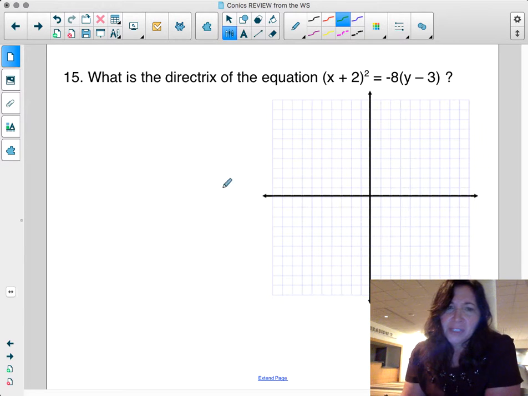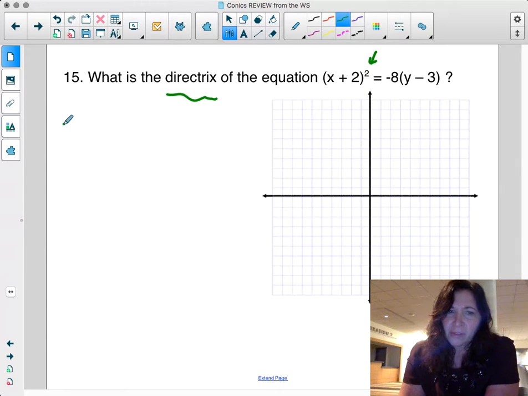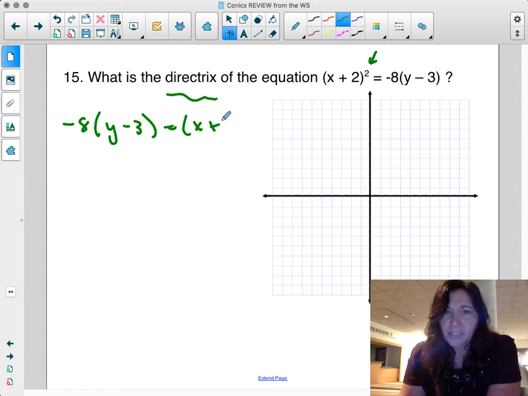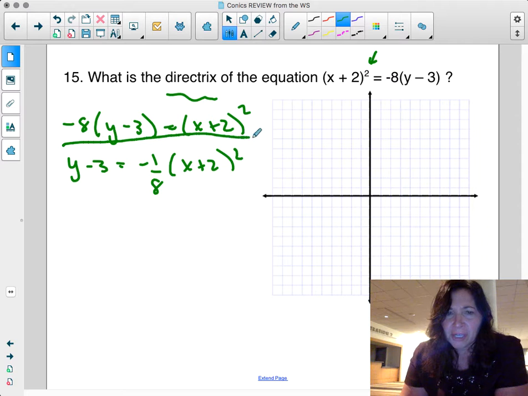Okay. This question says, what is the directrix of this equation? Now, this is going to be a parabola because I have one squared term. So therefore, I'm going to put this in this form. Negative 8 times the quantity y minus 3 is equal to the quantity x plus 2 squared. I'm going to get y minus 3 equals negative 1 over 8 times the quantity x plus 2 squared. This is my equation in standard form.